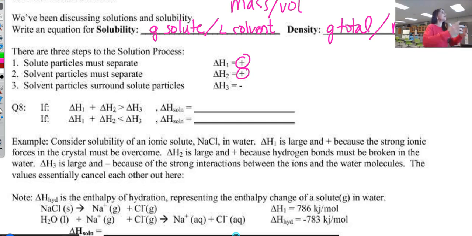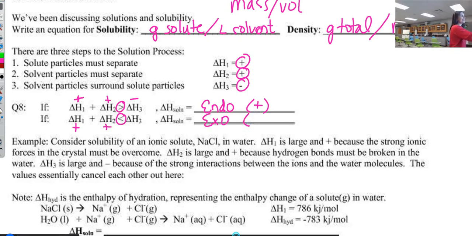But when the solvent surrounds the solute, it's negative and exothermic because there's an attraction, okay? So there's a little bit of a release of energy. So if you calculate and your positives are greater than your negatives, then the solution will be endothermic and your sign should be positive. If your positives are less than your negatives, then the negative is greater, so it should be exothermic and negative, okay? And so that's how you could tell if you were given those three parts, okay?